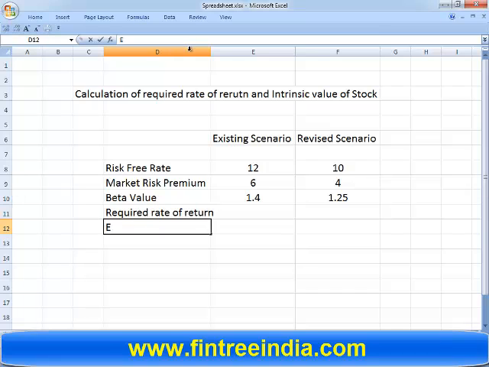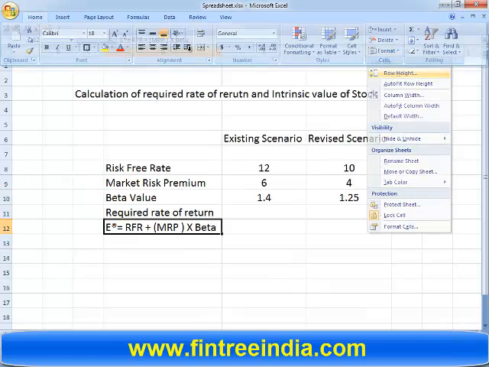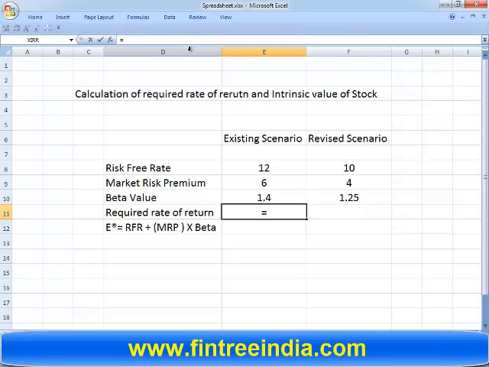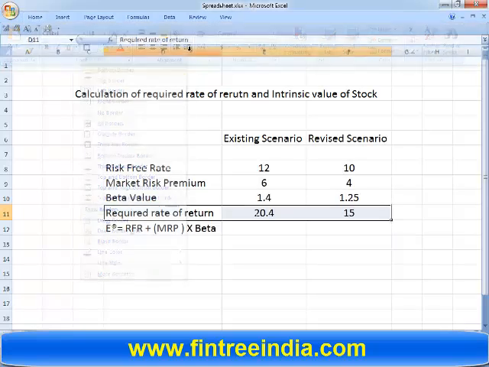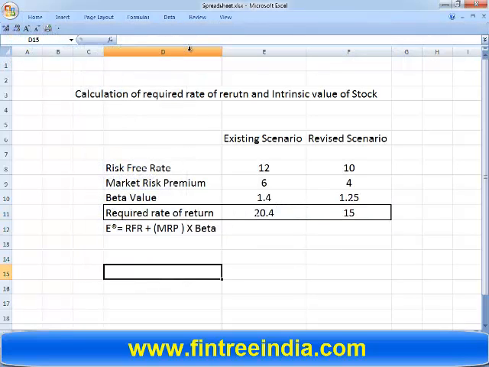So expected return is equal to RFR plus market risk premium into beta. So is equal to 12 plus 6 into 1.5. Have you got the same values?